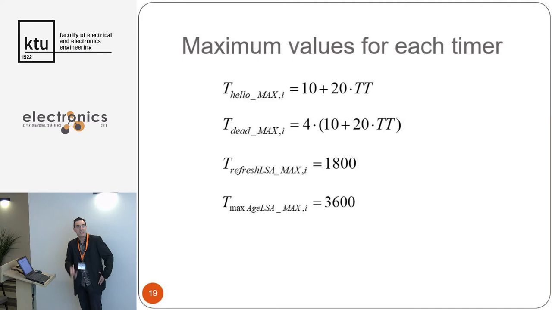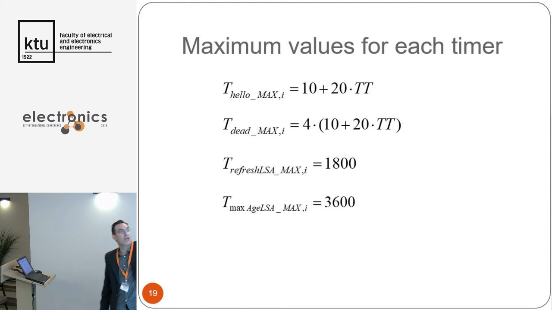Okay, the maximum value for this timer, here we have it. The maximum value for a hello timer, I will say that it depends, because the NT value could be 0 or 1. For broadcast and serial, the value was 10 seconds, but you remember in non-broadcast and point-to-multipoint we were talking about 30 seconds. So the proper expression would be 10 plus 20 NT, the dead timer 4 times that. The refresh LSA will be 30 minutes, let's say 1,800 seconds, and the max age would be 3,600 seconds.